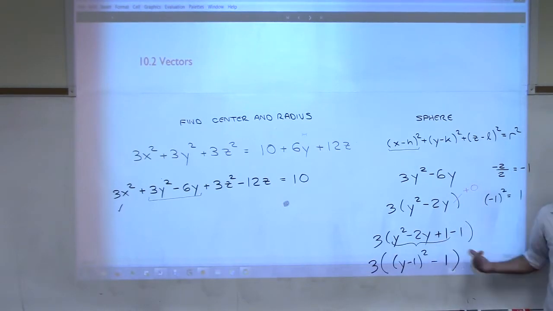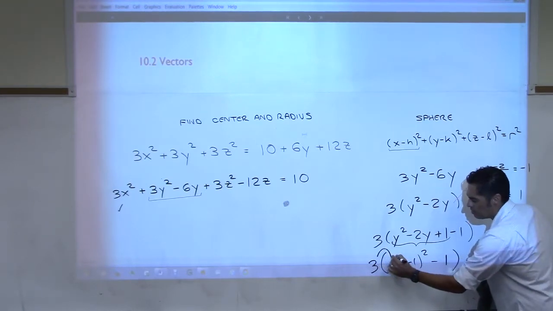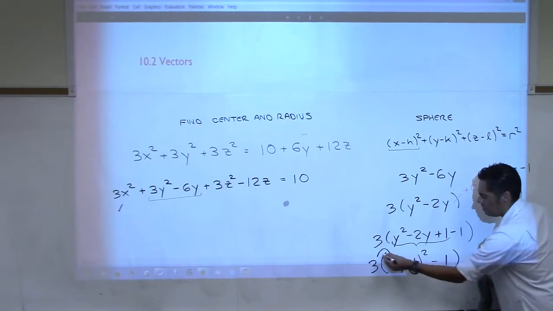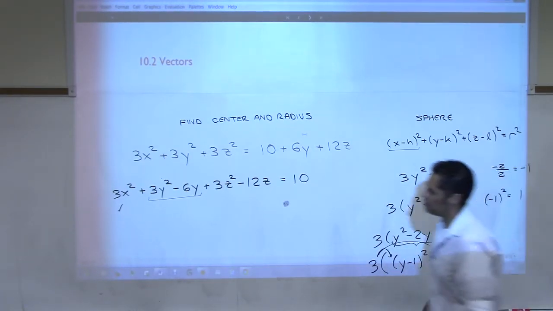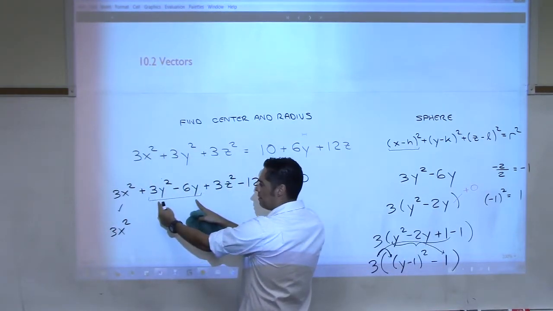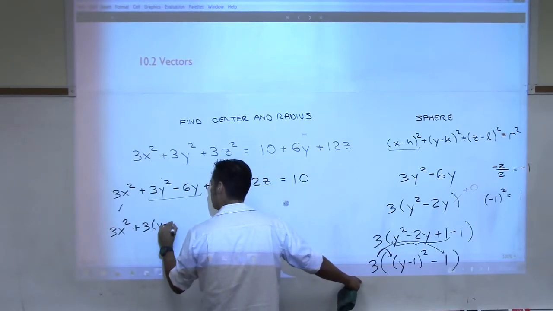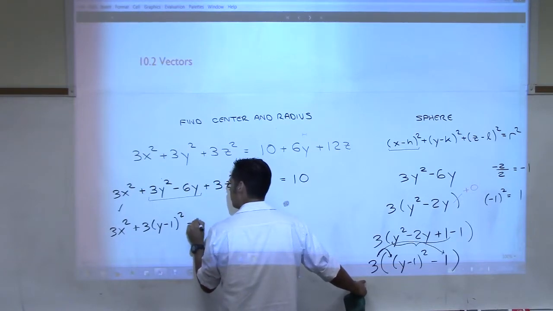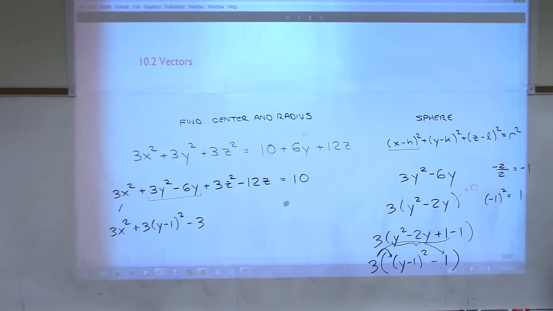Now you can pass the 3 back through. So when I pass the 3 through, the 3 is going to just hop out in front of this parenthesis, and then the 3 is going to come out here and become a -3. Okay, so let me rewrite this. I've got 3x squared. This right here becomes 3(y minus 1) squared, and then I still have -3. Y'all agree? Yes, sir. Questions? Okay, and now, you sure there's no questions?